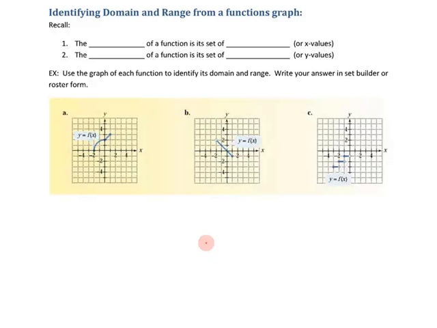One last note or item that we can cover when we're looking at the graphs of a function is to be able to identify, just from looking at it, what's the domain and range of the function.